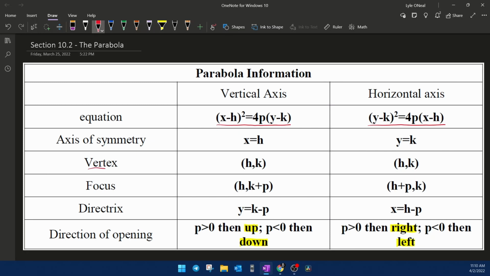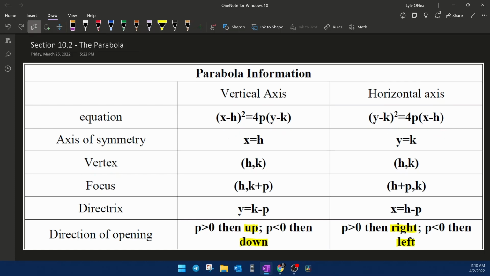I would like you to notice that the vertex for either type of parabola is the same. They are both the ordered pair h, k. And notice that h in either case is the value with the x variable, and the k, again, in either case is the value with the y variable.